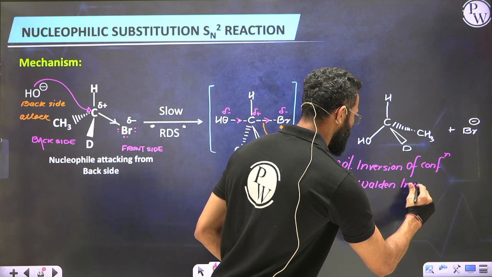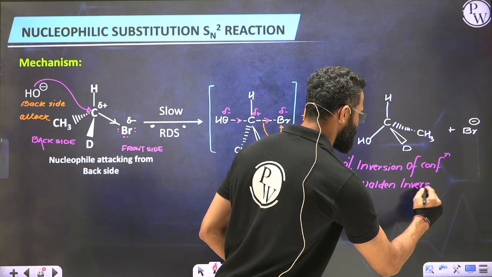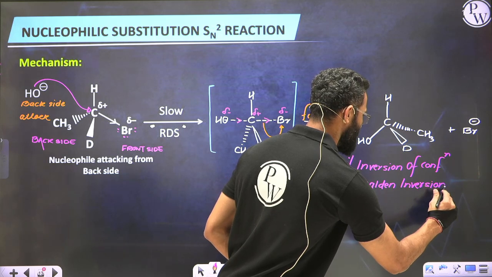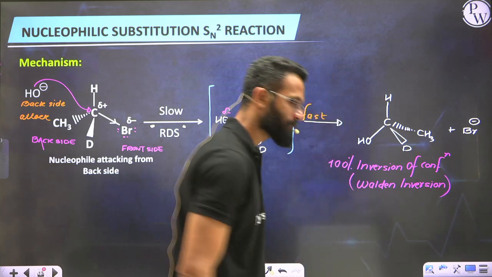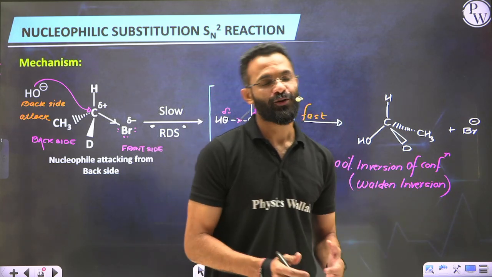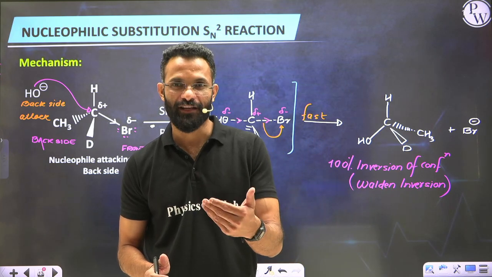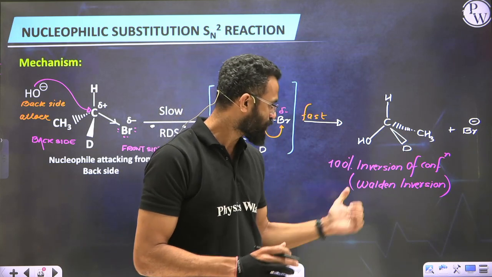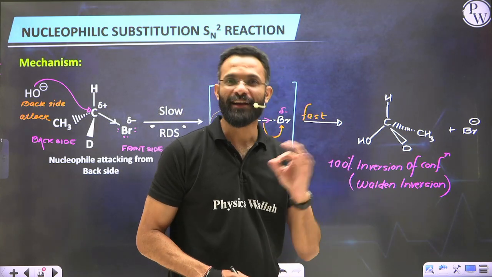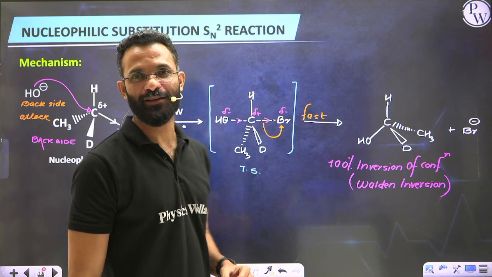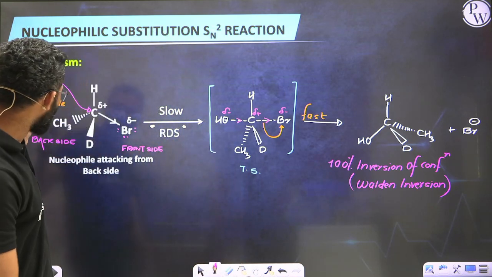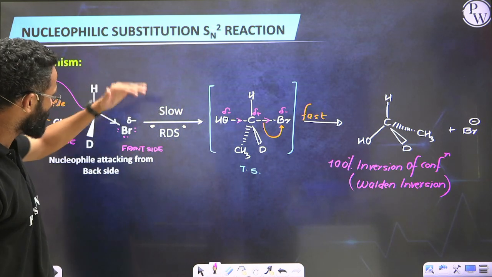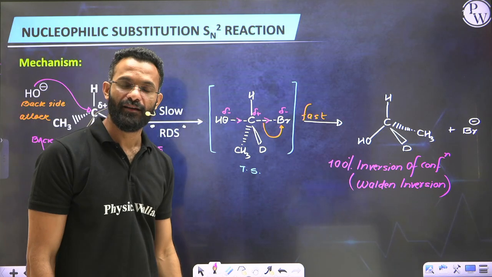So everyone, one very important feature we have to understand is that in the SN2 reaction mechanism, the entire product obtained will always have inversion of configuration. That 100% inversion of configuration is referred to as Walden inversion. And what is the factor responsible for 100% Walden inversion? It is the backside attack of the incoming nucleophile.